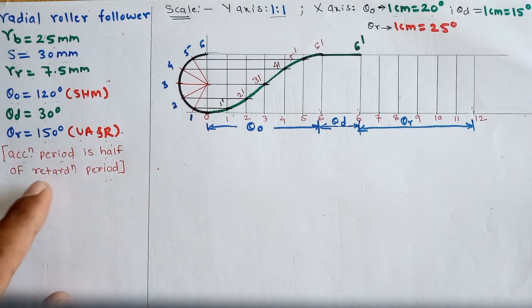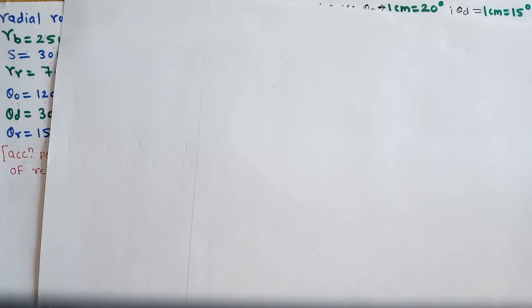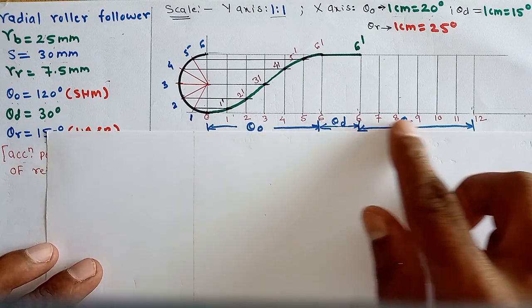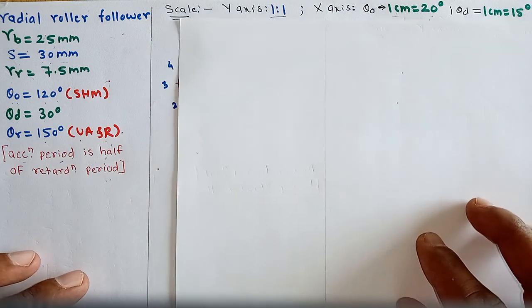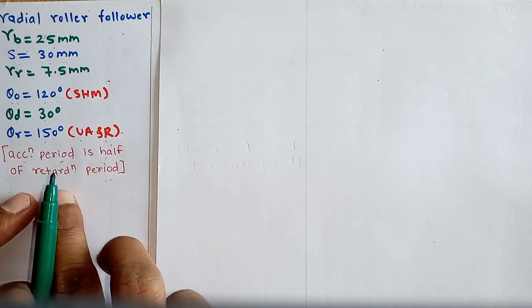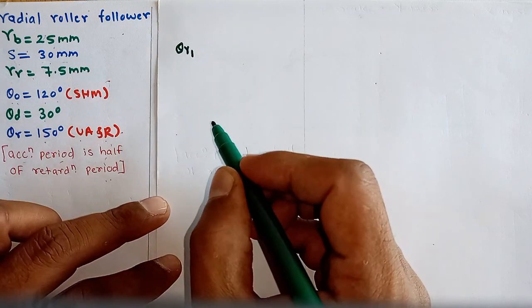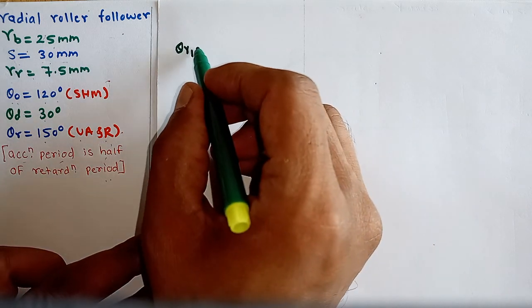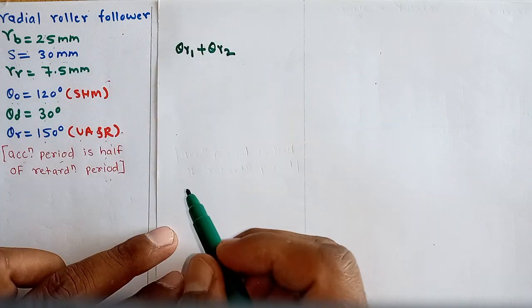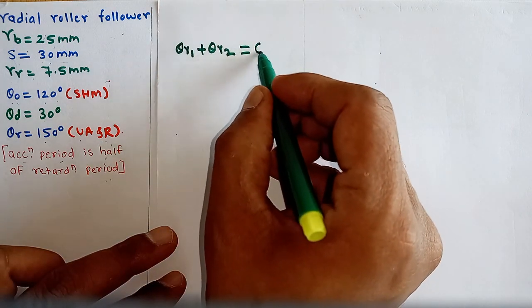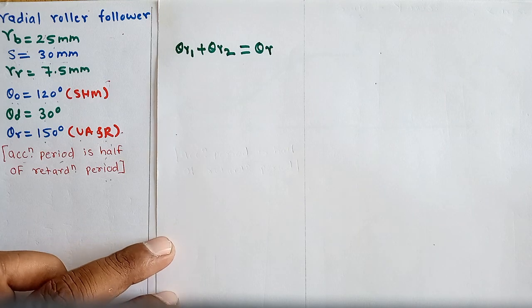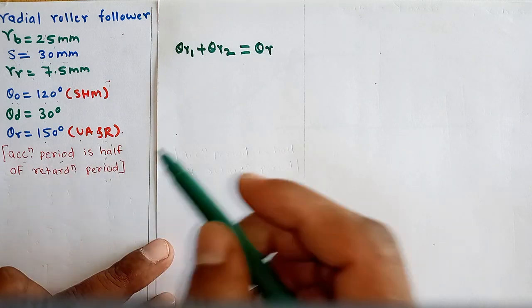and for that the acceleration period is half of the retardation period. So we need to find out the boundary where the acceleration ends and retardation starts. We know that the x-axis also represents the time. Here it is mentioned that the acceleration period is half of the retardation period. So let us suppose that theta r1 is the angle turned by the cam during the acceleration period of the follower, and theta r2 is the angle turned during the retardation period, and theta r is the total angle turned during return stroke. Now it is given that the acceleration period is half of the retardation period.